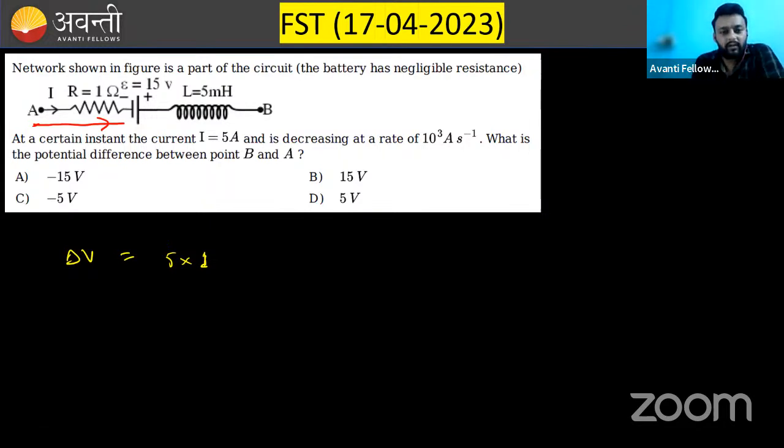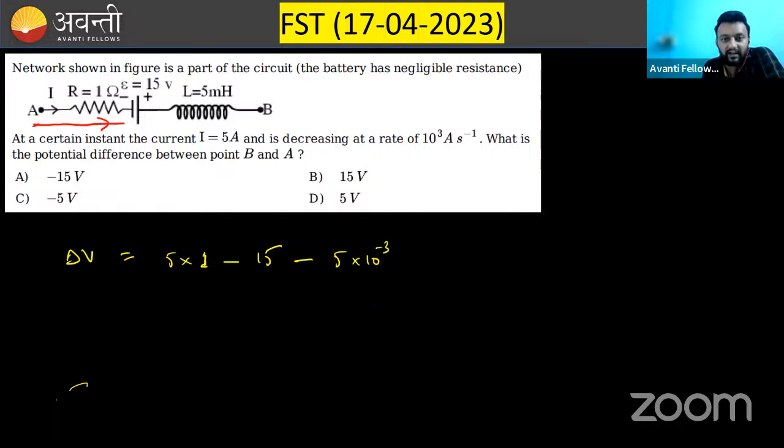Okay. Now, what I was saying is that while moving from A to B, I am moving in the direction of current. That's why I have taken it positive. Now there is a battery. I am entering the battery from the negative terminal, so it is minus, and the EMF is minus 15. Now there is an inductor, and the EMF induced in the inductor is minus L di over dt. That is minus L, which is 5 millihenry.